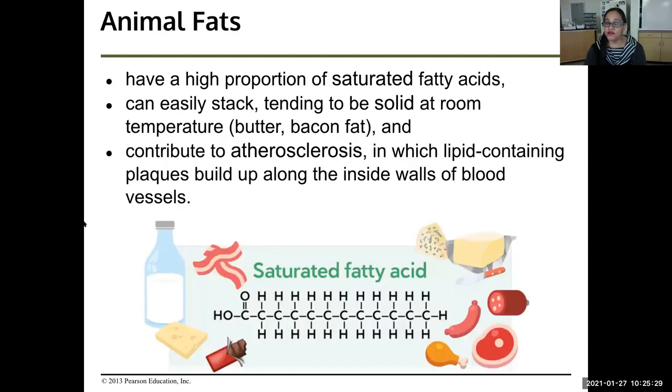Animal fats have a high proportion of saturated fatty acids. They can easily stack, tending to be solid at room temperature, like butter and bacon fat. They contribute to atherosclerosis, in which lipid-containing plaques build up along the inside walls of blood vessels. You can think of butter being in its solid state, just stacking up inside your blood vessels. So saturated fatty acids are the bad ones because you don't want that.